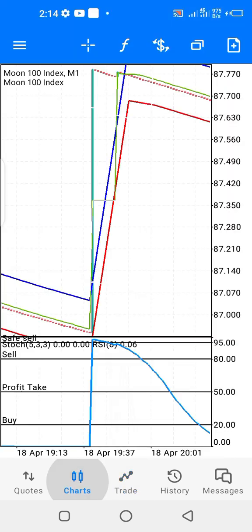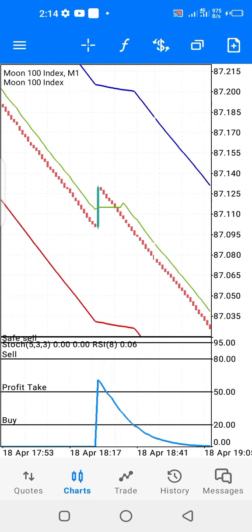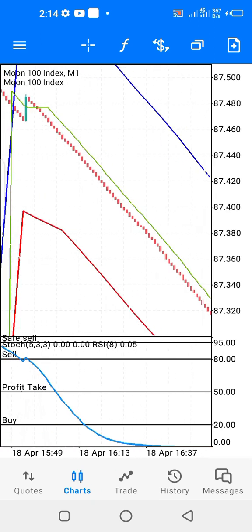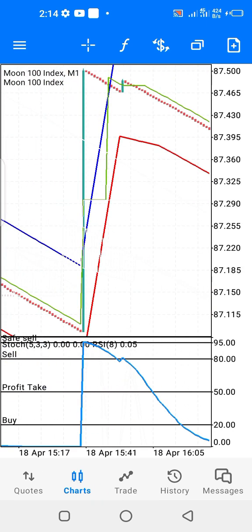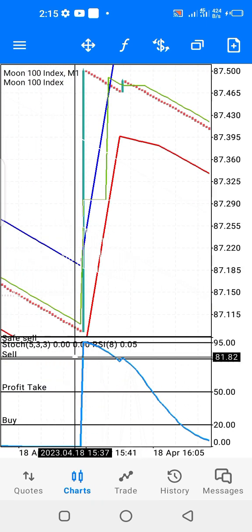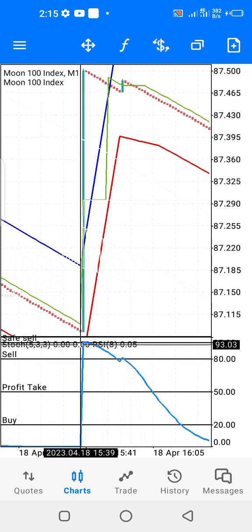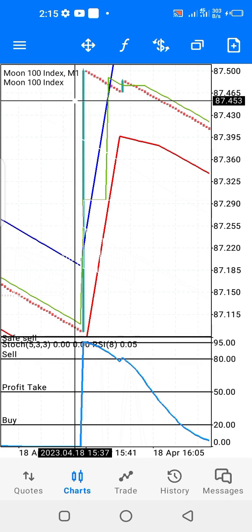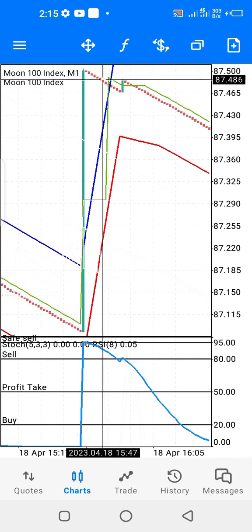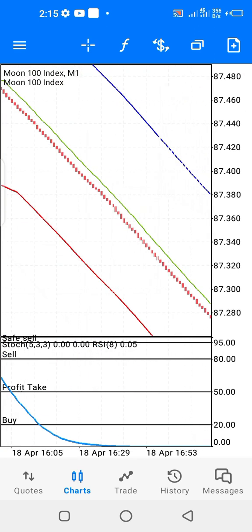All right, so let's still scroll and look for another longer spike. Now this is another spike also. It touched the 95 level. You can see this was the 95 level and it came down and it made profits.